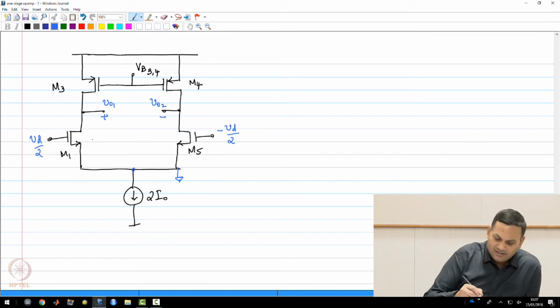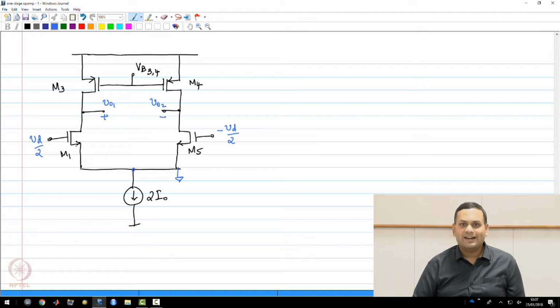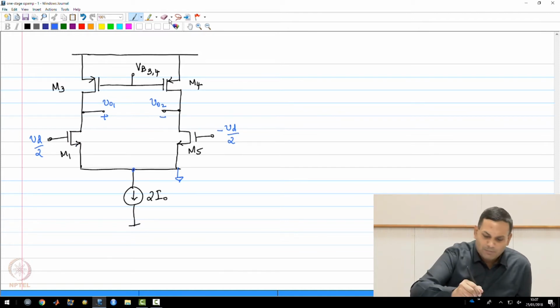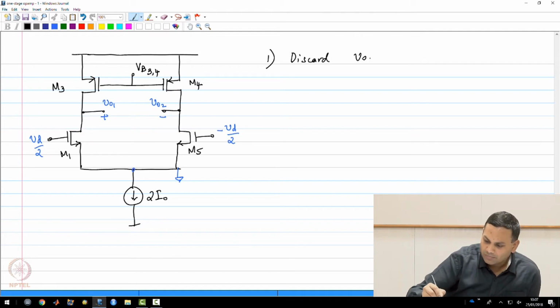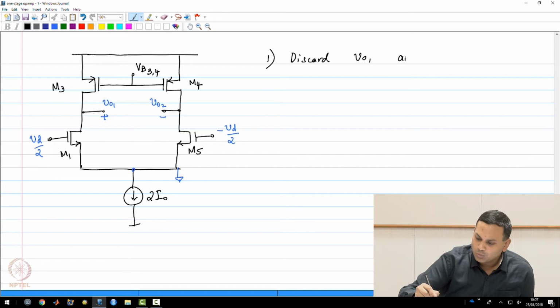What is the best way of taking a single-ended output? Now there are several different possibilities. The first possibility that we can consider is you just discard VO1 and use only VO2.